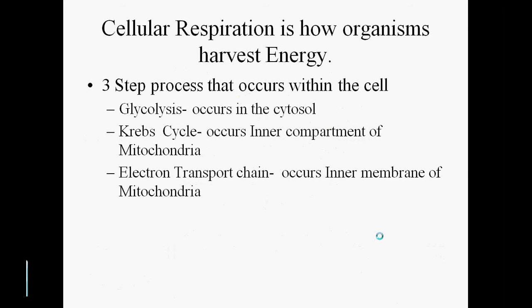Then let's get into the meat of Chapter 7, which is cellular respiration. Remember, cellular respiration is how organisms harvest energy. It occurs in a 3-step process within the cell. Glycolysis, which occurs in the cytosol, is the first step. The Krebs cycle, which occurs in the inner compartment of the mitochondria, is the second step. The electron transport chain, which occurs in the inner membrane of the mitochondria, is the third and final step.